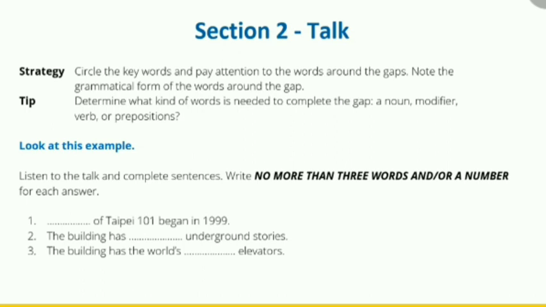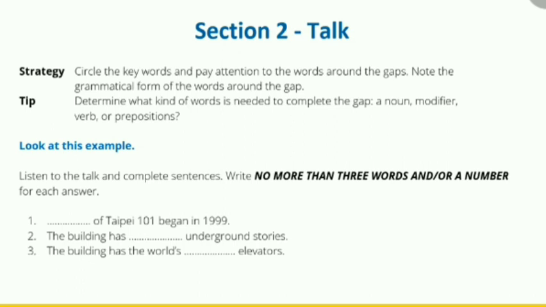Sometimes it can be a noun, sometimes it can be a modifier such as an adjective or adverb, or maybe it's a verb or preposition. So make sure you look at the gaps, read the complete sentence, and understand what kind of information and what kind of grammatical form of the word you need to write down. For example, we have an example below, so let's take a look.